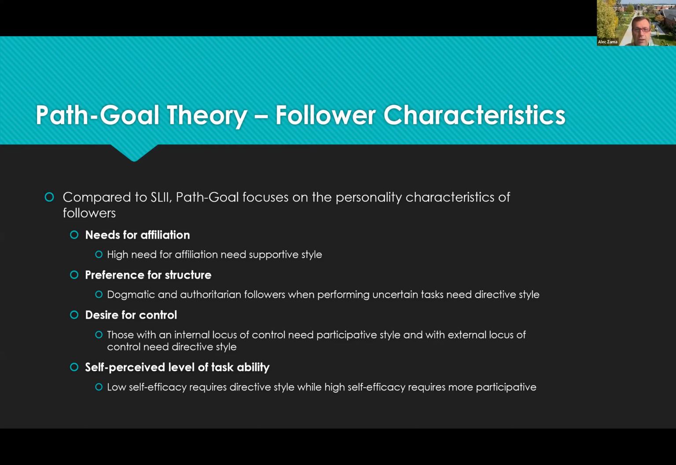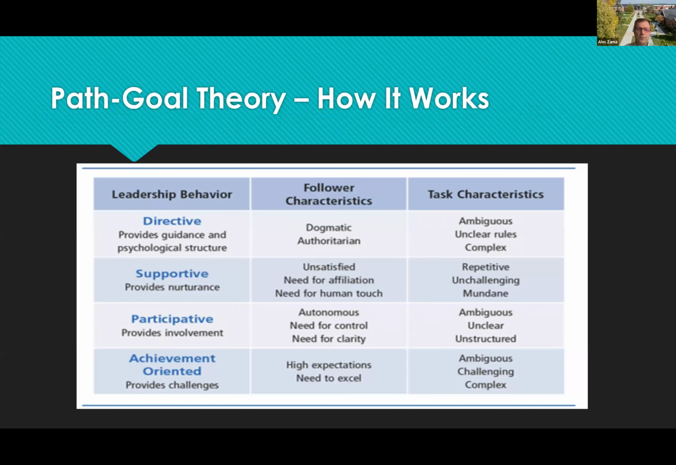And the next one is the task characteristics. So here is the path-goal theory with all 3 elements. On the left column, we have the 4 leadership styles. In the middle, we have the follower characteristics. And the third column here, we have task characteristics.